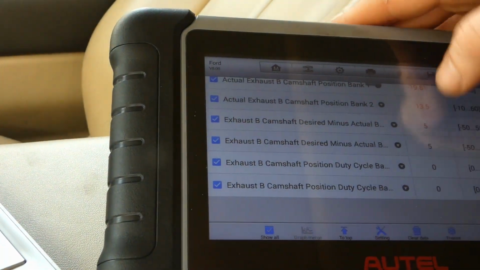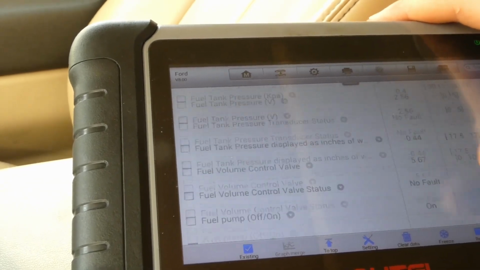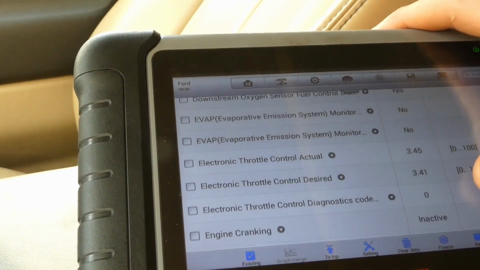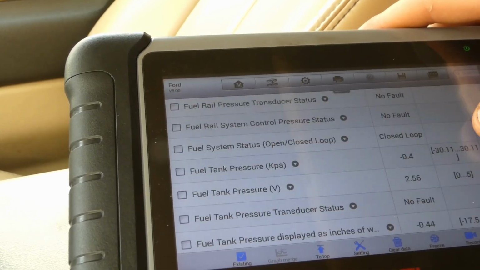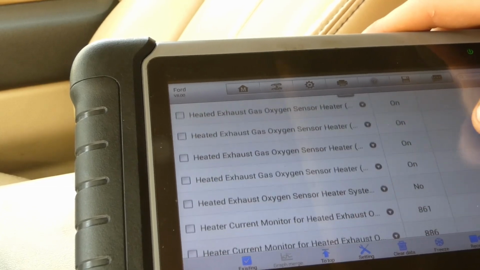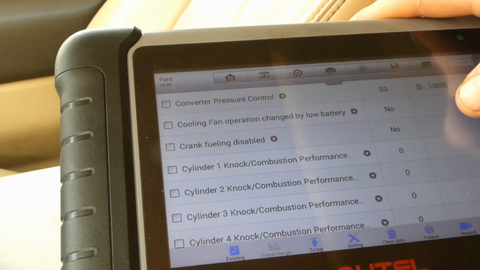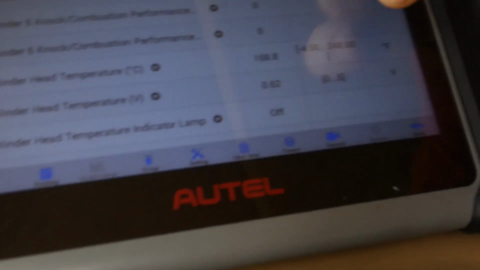Alright, coolant temp still not moving. I couldn't find a data PID for coolant temp. I think it was cylinder head temp. Yeah, cylinder head temp. Cylinder head temperature sensor. But that thing isn't moving.